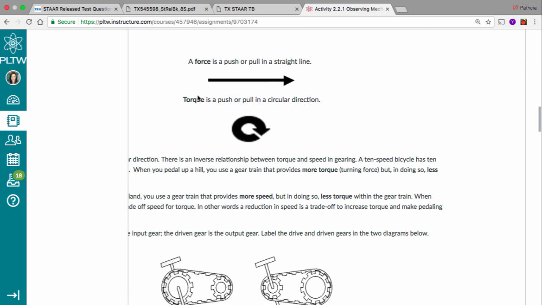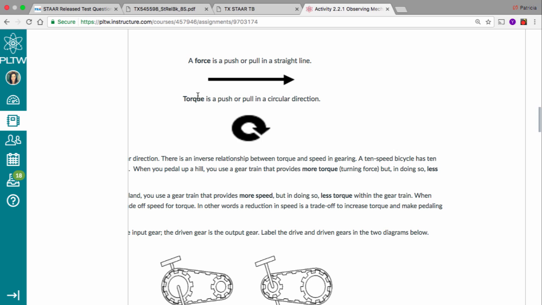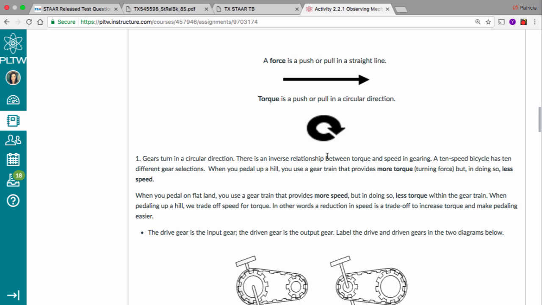So here's some terminology. We know a force, right? You learn a force in 6th grade, and you're also going to need it again in 8th grade science. A force is a push or a pull in a straight line. Well, torque might be a little new for you. It's a push or a pull, but in a circular motion. So definitely know the difference between those.